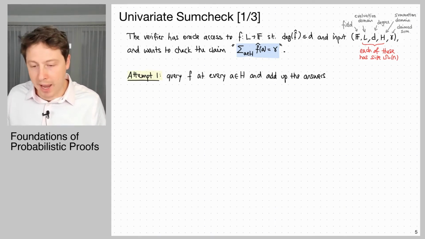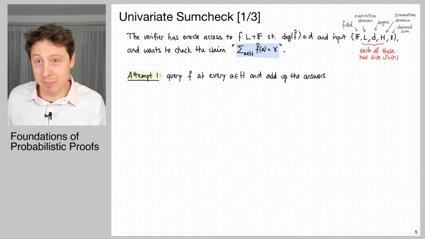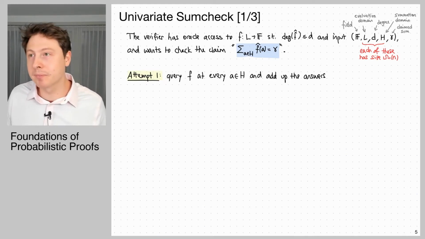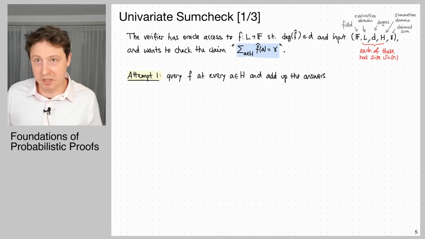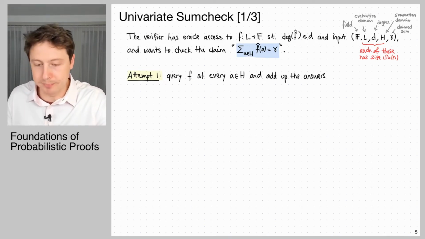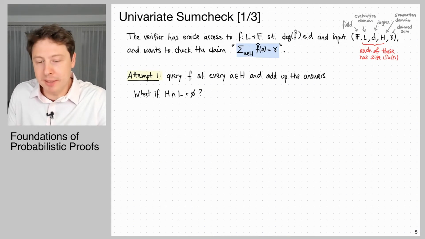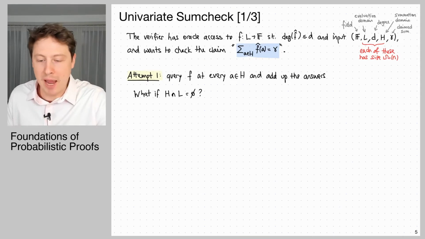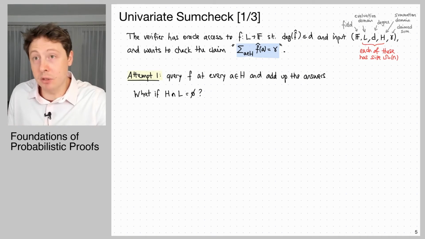Let's say that I query f at every a and I just add up the answers, okay? This is a trivial way of trying to solve the problem. So what goes wrong? Well, first, it could be that h and l are just disjoint, and so I can't just query f at every a in h. There's just no a in h in l, okay? And yet the f that is given to me is over l, right?